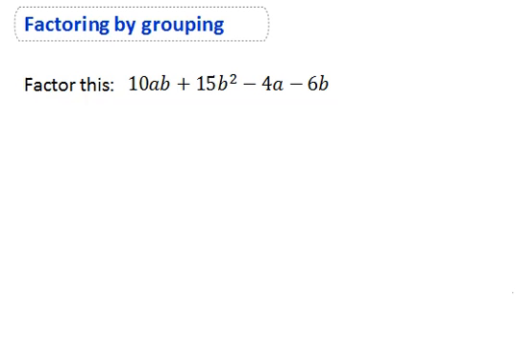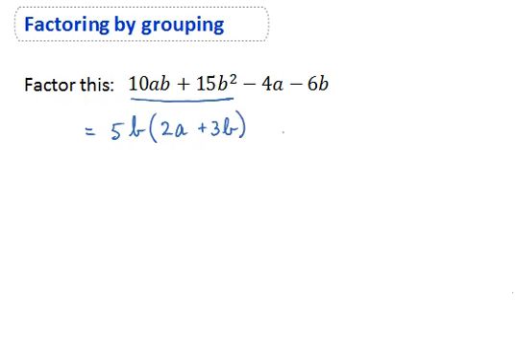Factoring by grouping, in which we take a four-term polynomial and change it into the product of two binomials. In this expression, we have four terms. And we see that in the first two terms, underlined in blue, there is a common factor we could take out of those two terms. And that common factor is 5b. If we factor out 5b, in other words, if we divide each term by 5b, we would be left with 2a plus 3b.